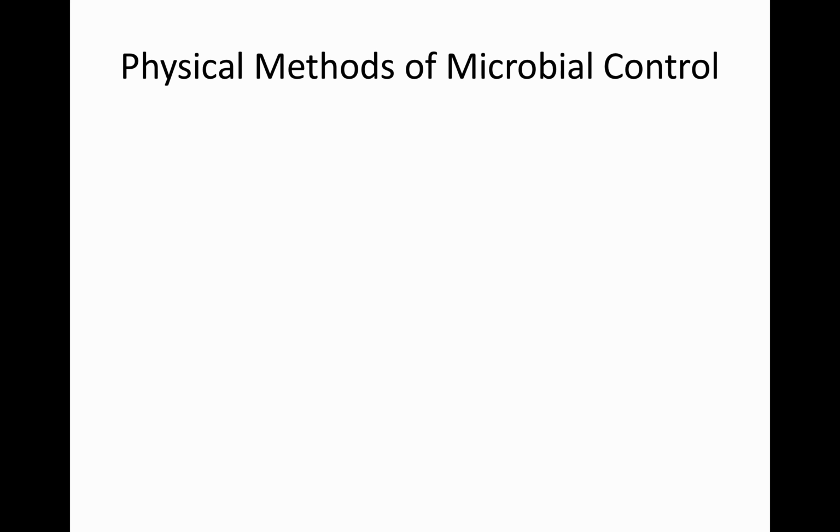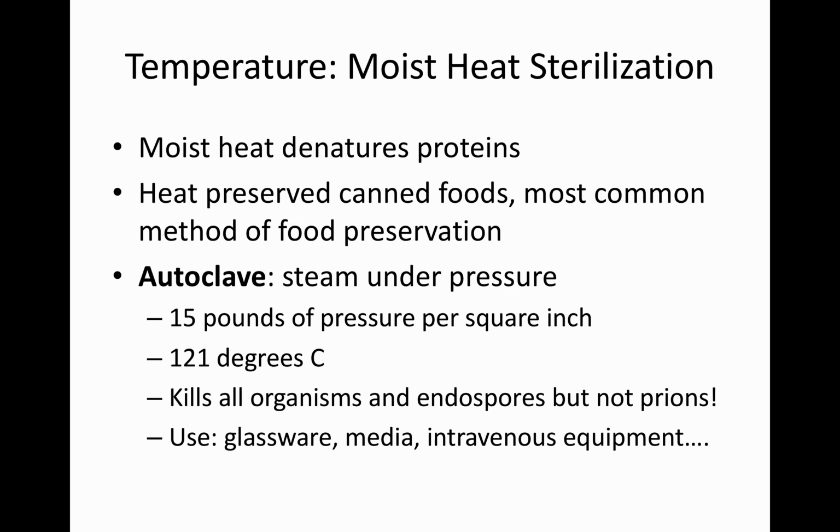So first we'll look at some physical methods of controlling microbial growth. The first one being moist heat sterilization. What happens with moist heat is it denatures proteins. So proteins, as we talked about, are important for all cell functions, enzymatic reactions, biochemical reactions. We can use heat to preserve canned foods, which is the most common method of food preservation.